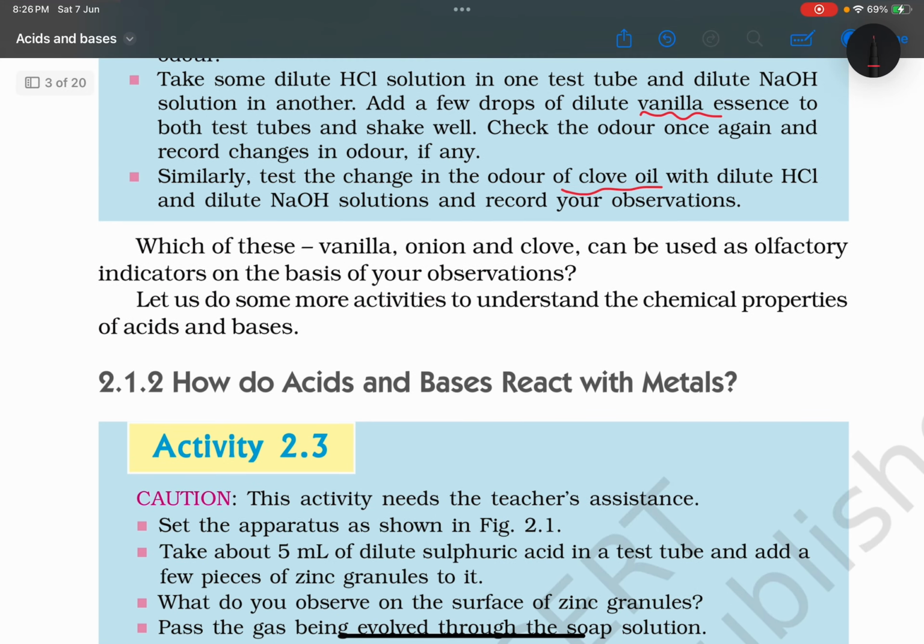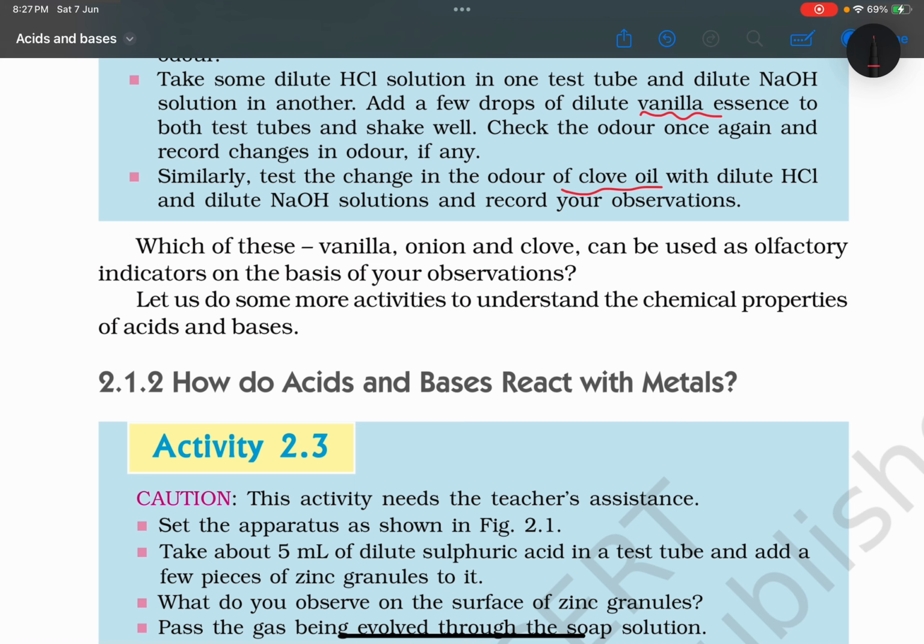Which of these, vanilla, onion, and clove, can be used as olfactory indicators on the basis of your observations? All the three. Vanilla we can use, onion we can use, clove we can use. All have some smell, and the smell remains same in acid medium, not in basic medium. All these can be used.